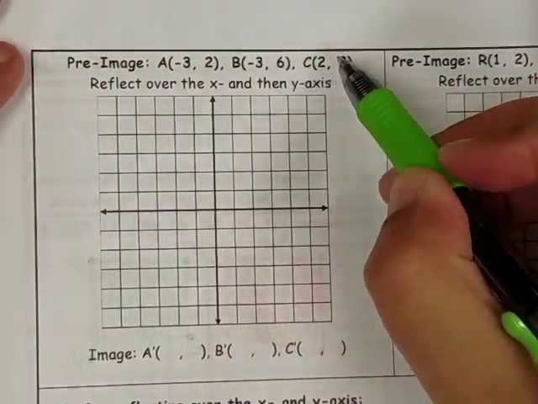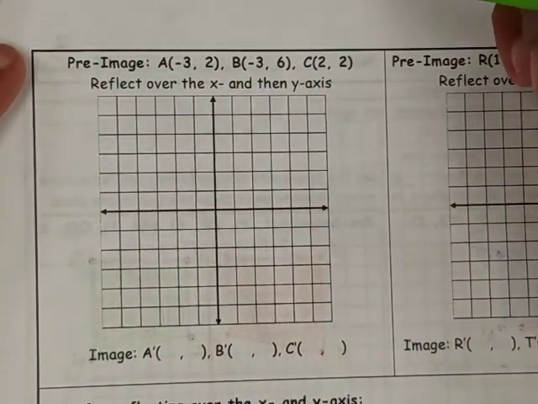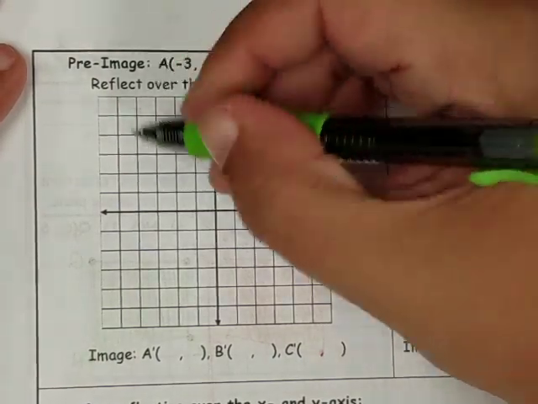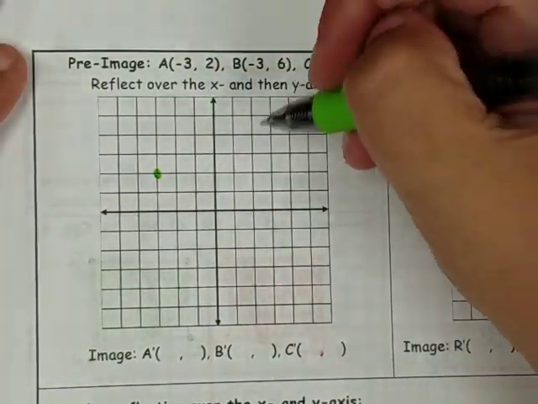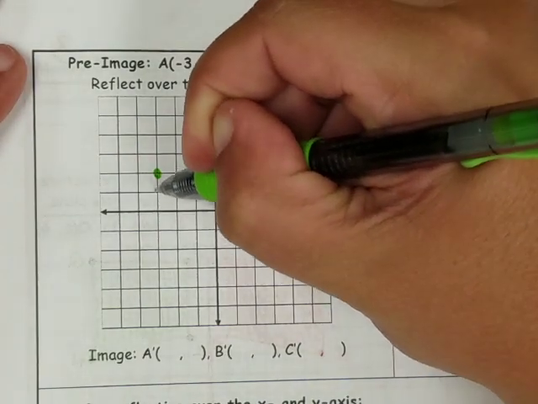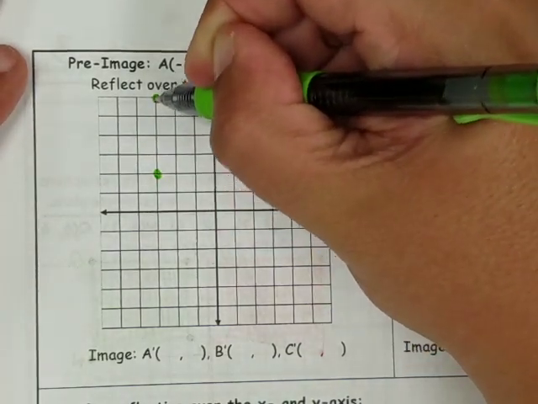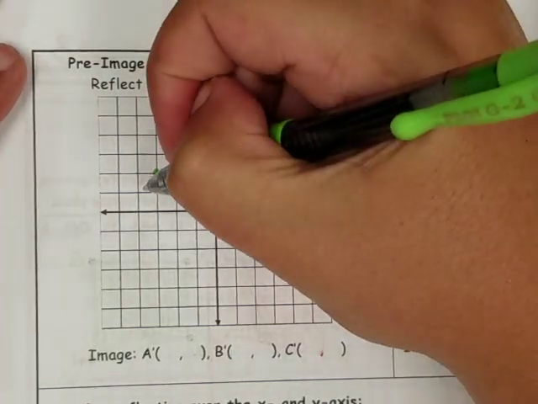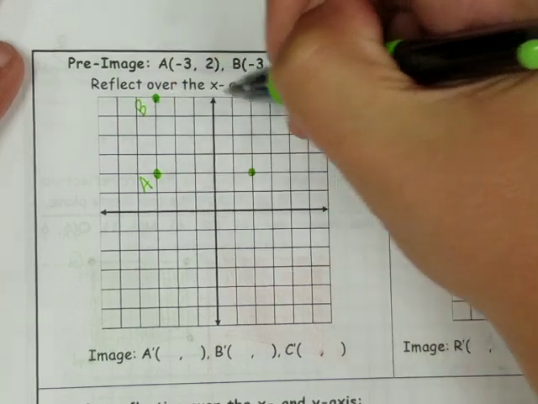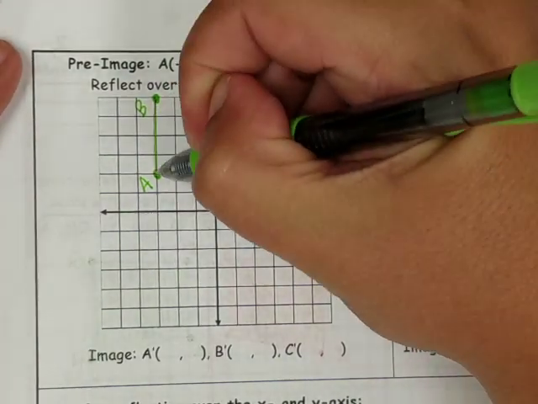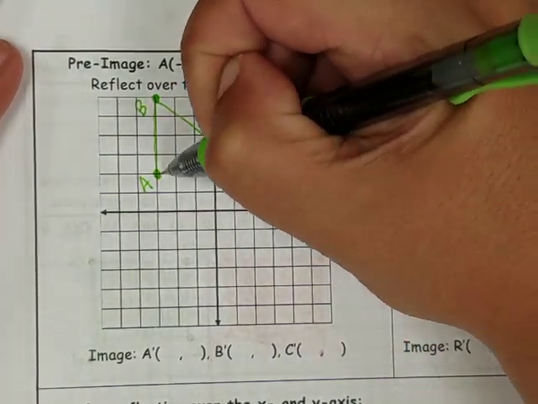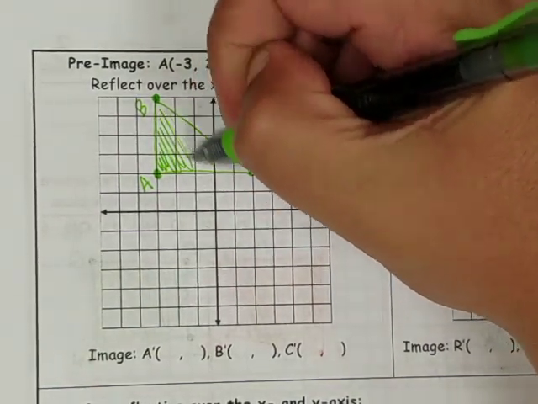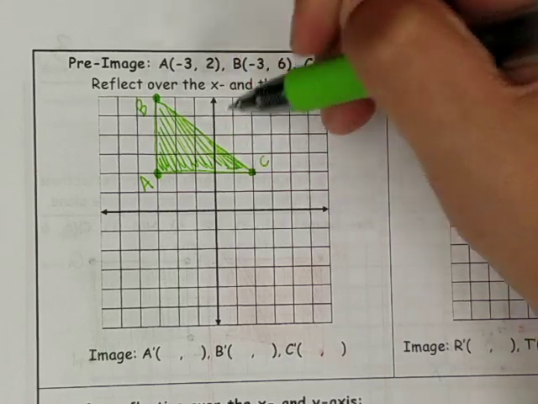Triangle A, B, C. A is negative 3, 2. So back negative 3, up 2. B is negative 3, 6. And C is positive 2, 2. It's the same triangle from the very beginning, so hopefully you feel really comfortable drawing this triangle. This time we're going to do 2 reflections.